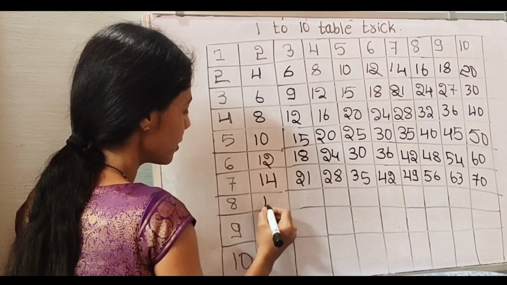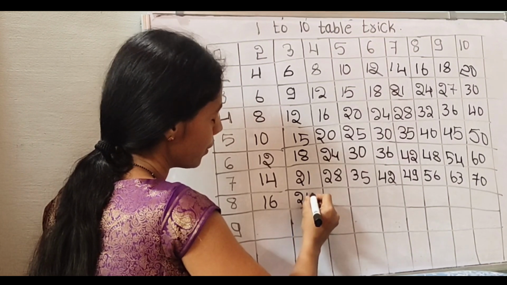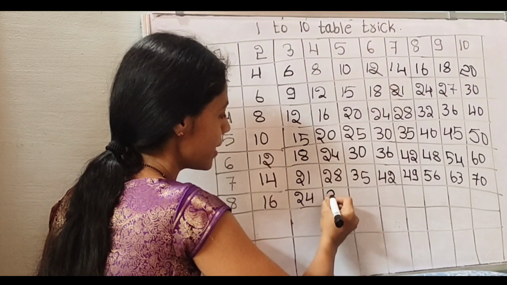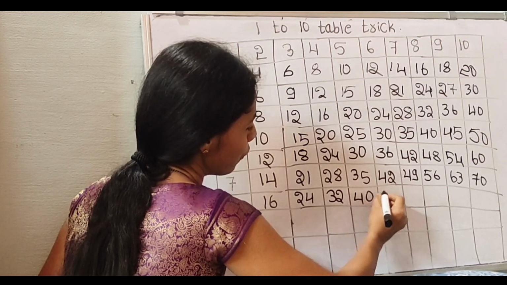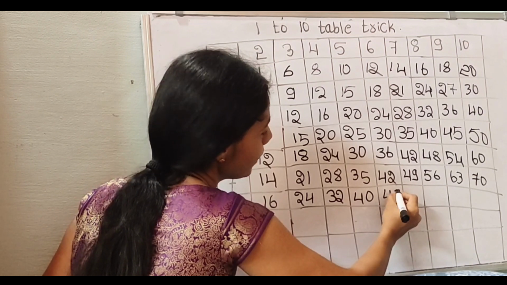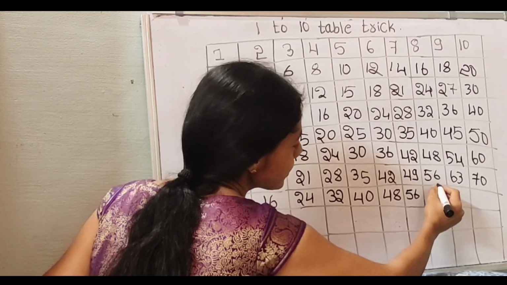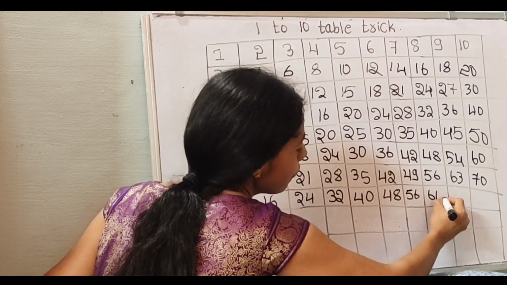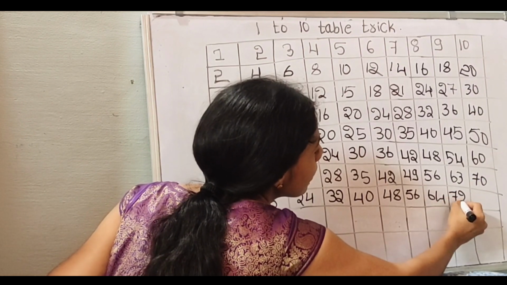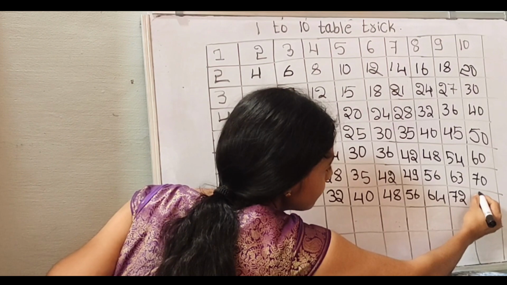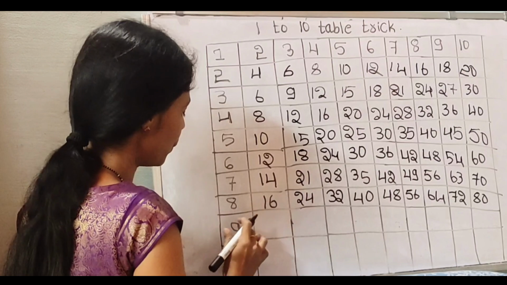Next, consider the next row. 8 2s are 16. 16 plus 8 is 24. 24 plus 8 is 32. 32 plus 8 is 40. 40 plus 8 is 48. 48 plus 8 is 56. 56 plus 8 is 64. 64 plus 8 is 72. 72 plus 8 is 80.